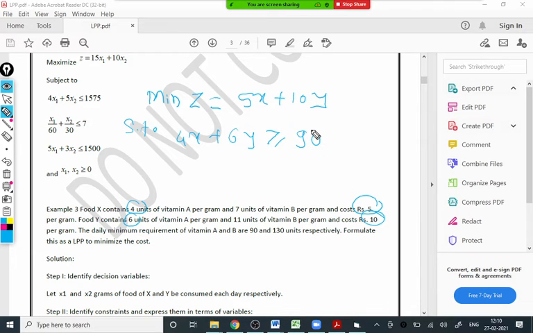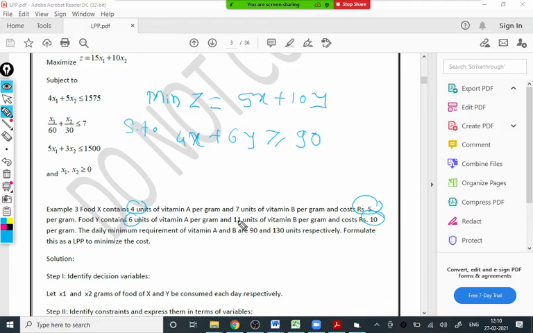Sir, the variables should be different instead of x and y, since this is about vitamins. They are capital, you are writing small, that doesn't matter. Even if you keep capital X, it doesn't harm actually. Only the meaning is important there. If you want, you can use other variables also. You can say x1, x2, you can use p, q. Anything you can use.